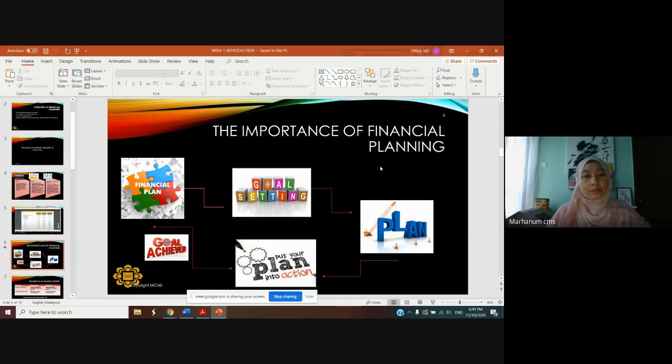From the financial plan, we need to set the goal, what we want to achieve. After we set the goal, we plan how to achieve the goal. After we plan it, we take action, put the plan into actions and then achieve the goal. Goal here, what are our intentions? It is to gain more money, or to assist others, or to open an NGO to assist the elderly or B40 groups, any needy groups. So it depends on our goal here.